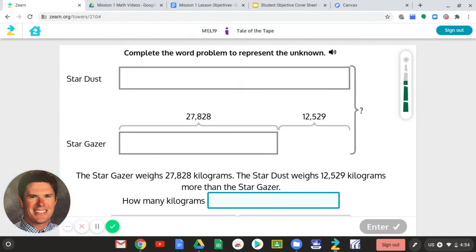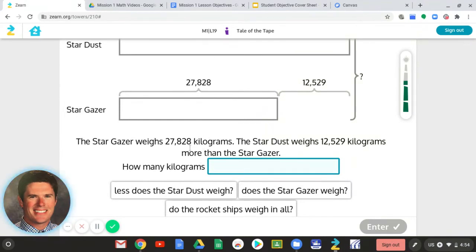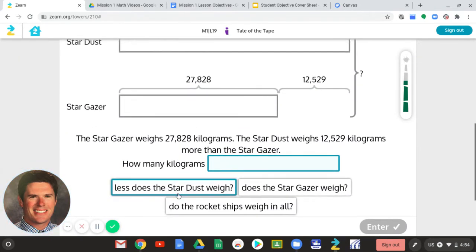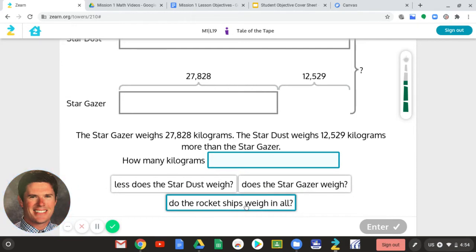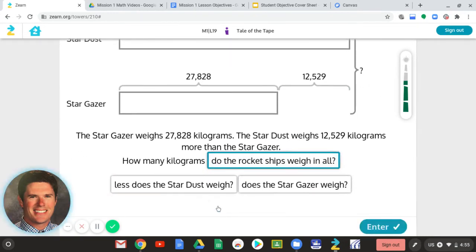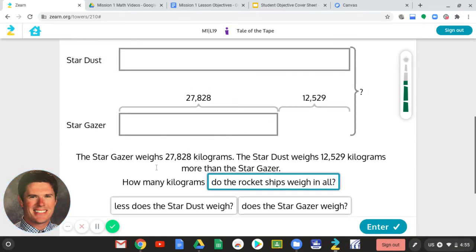Okay. Complete the word problem to represent the unknown. So if the Stargazer weighs 27,828 kilograms and the Stardust weighs 12,529 kilograms more than the Stargazer, it's asking us how many kilograms less does the Stardust weigh, how many kilograms does the Stargazer weigh, or how many kilograms do the rockets weigh in all? So these are options. What is this asking for? Well, look at what it shows us. It has this bracket, and that bracket covers both the Stardust and the Stargazer. So it's asking for the total of the Stardust and the Stargazer combined, because it's not a bracket just above the Stardust. It wants to know how many kilograms the rocket ships weigh in all, because notice it's covering both of them, the Stardust and the Stargazer.